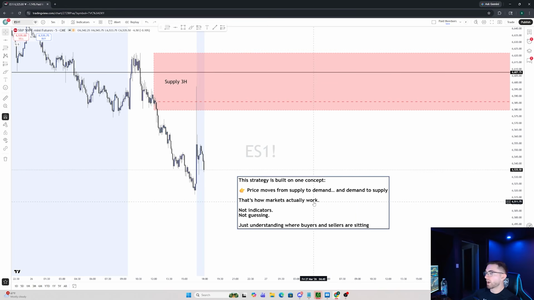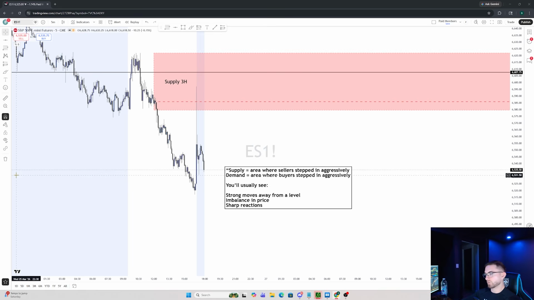I don't care about SMT divergence into an inverse fair value gap, into a retracement into the 82% fib, which isn't even an actual fib. And I'm not targeting sell side liquidity or buy side liquidity, right? I'm not using indicators to find these levels. I'm not guessing to find these levels. It is simply understanding institutional orders, where they are sitting, and waiting for price to trade to those institutional orders to take our trades. So simplifying it, it is just understanding where buyers and sellers are sitting within the market. And this is by far the easiest strategy and the most accurate strategy to start making money.